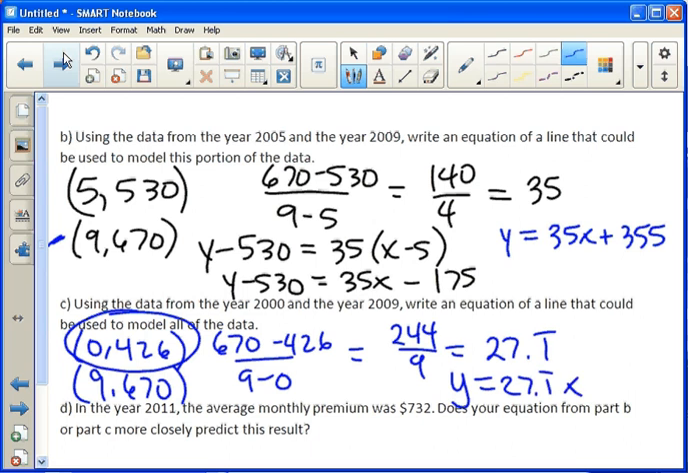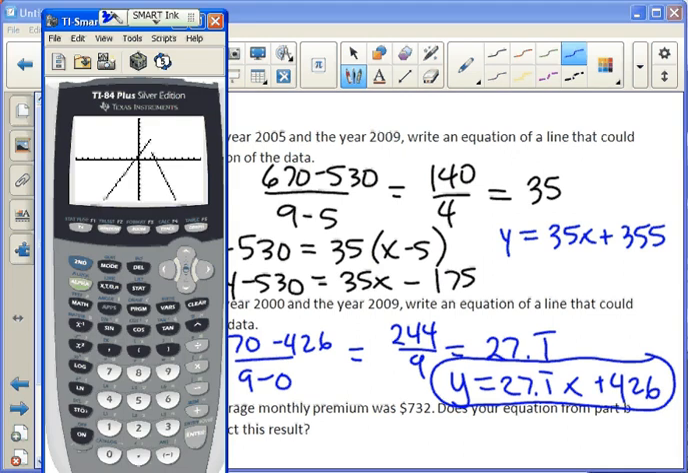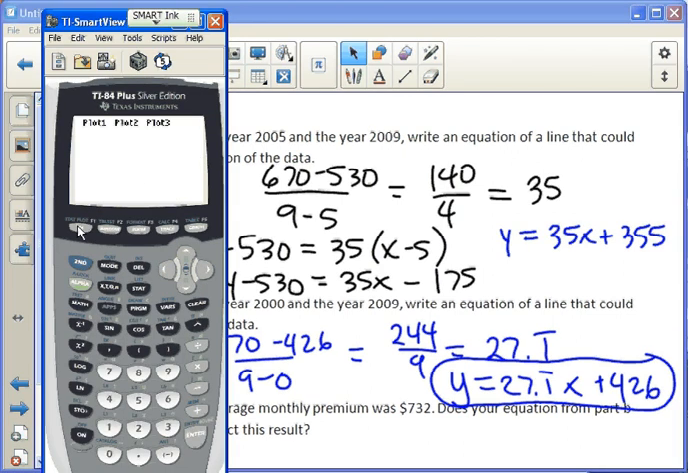Now, part D. In the year 2011, the average monthly premium was actually $732. Does your equation from part B or part C model this more closely? So let's look. I'm going to plug my answers from part B and part C into my calculator in y equals. So 35x plus 355, that's what I got in part B. Part C, I got 27.111111, close enough, x plus 426.